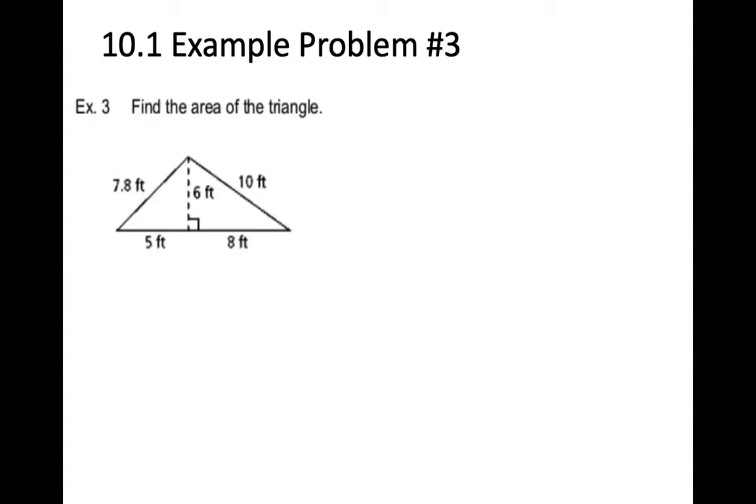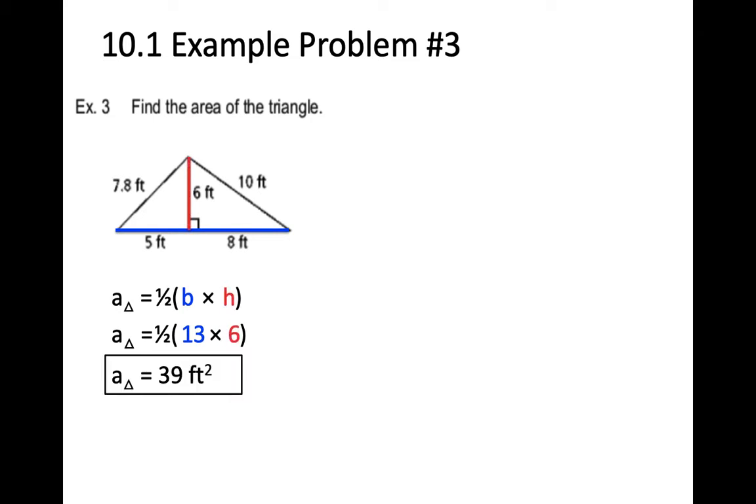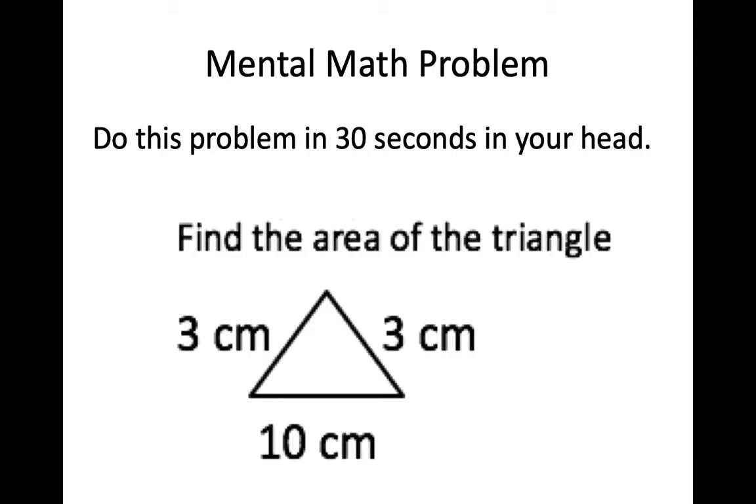Right. So here's an example problem to try to find the area of this triangle. To do so, again, the formula is 1/2 the base times the height. In this case, my base is 5 on the left and 8 on the right. Put those together and that's 13. My height is 6. Multiply those together and 1/2 of 13 times 6 is 39 square feet.